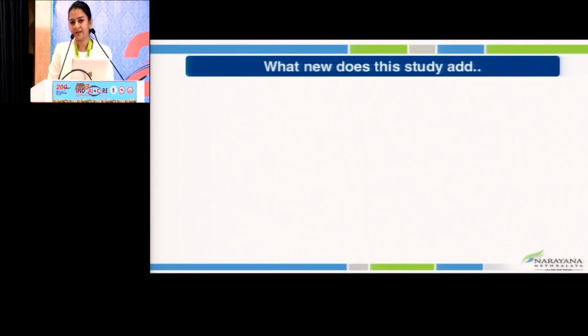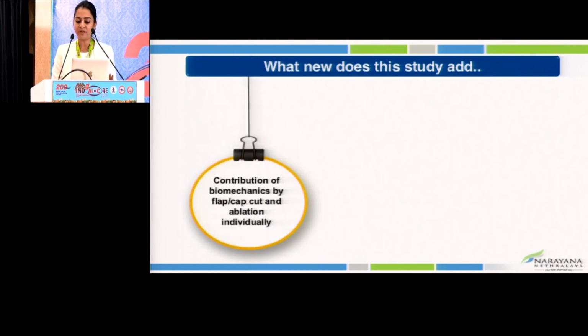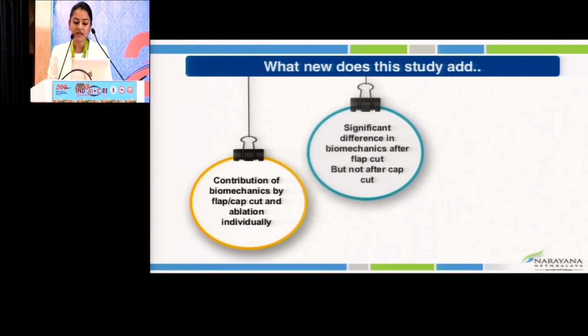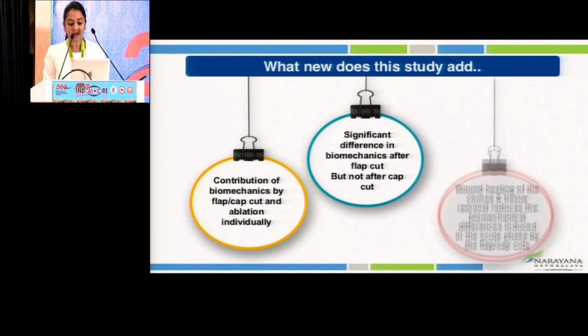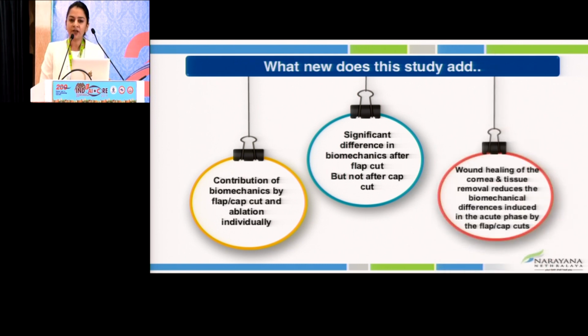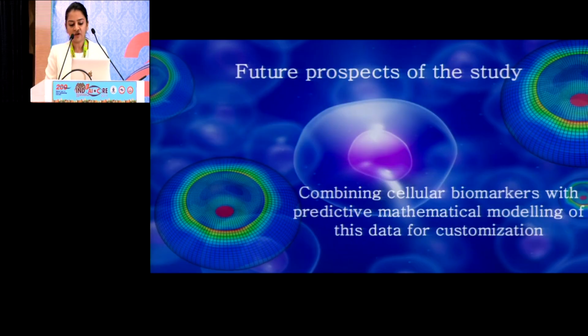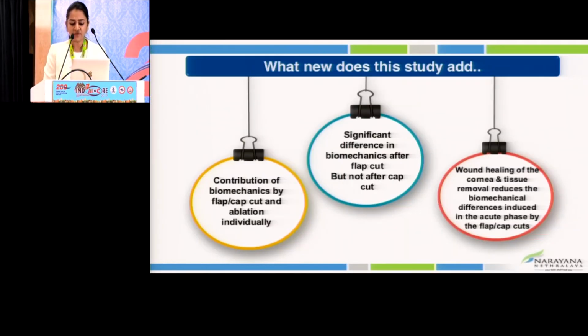So what is very unique about this study is no previous study has shown biomechanical weakening caused by flap or cap cut exclusively before the ablation or lenticule removal. And a significant difference in biomechanics was observed after flap cut in LASIK, but not after cap cut in SMILE. But wound healing of corneal tissue and reduction of the biomechanical stresses after healing was equivalent.